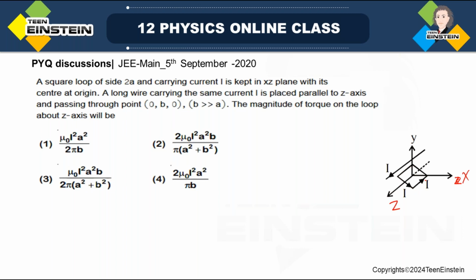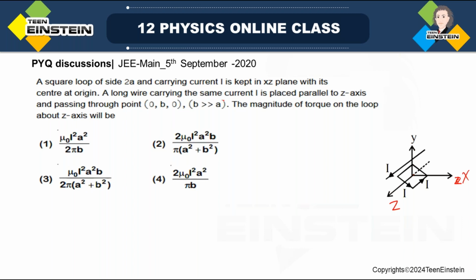So this is the horizontal plane. Okay, you can see that. So this is the XZ plane. A square loop of side 2A carrying current I is kept in the XZ plane with its center at the origin of the Cartesian coordinate system.